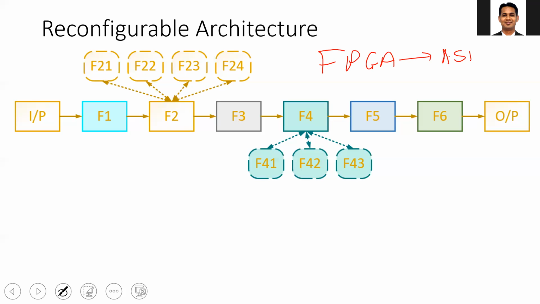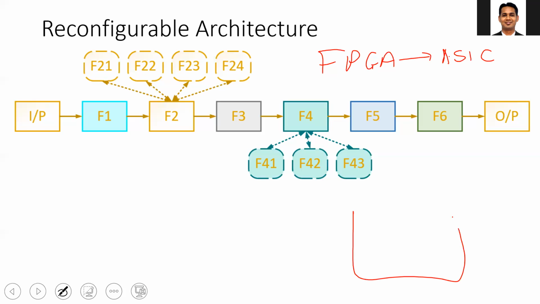That is the application specific integrated circuit. Application specific integrated circuits are designed for a specific algorithm, so they won't be able to support reconfigurable features, while FPGAs are field programmable. So even if you deliver your product to the customer, it can be field configurable.